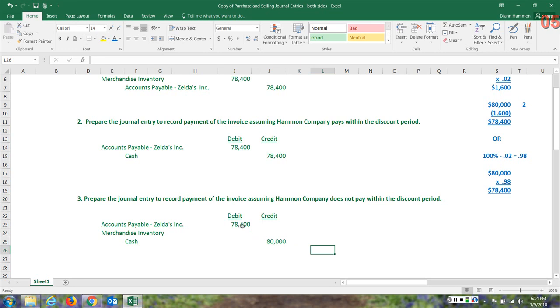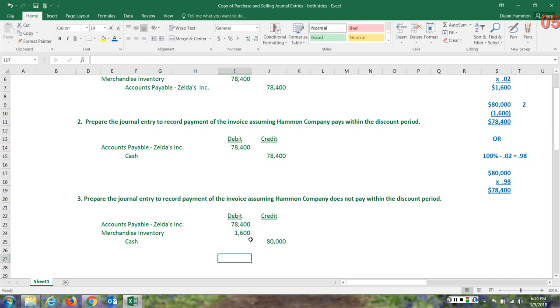full $80,000. When you get these two parts in place, you see that you're out of balance because the total of the debit side must be equal to the total of the credit side, so we don't have that going on now. We are short $1,600, so let's plug that in.